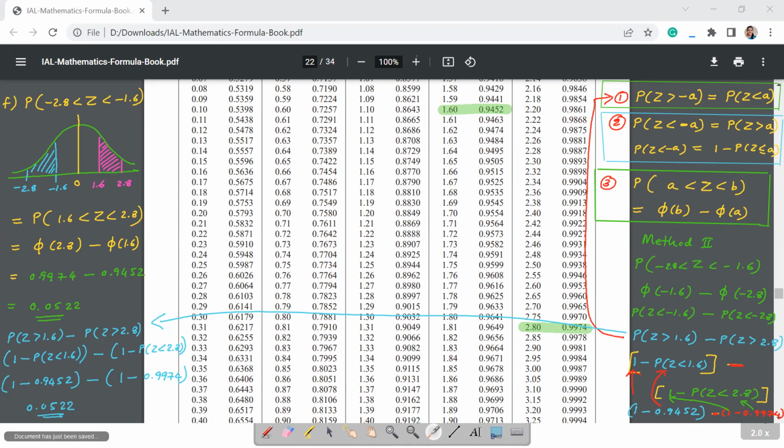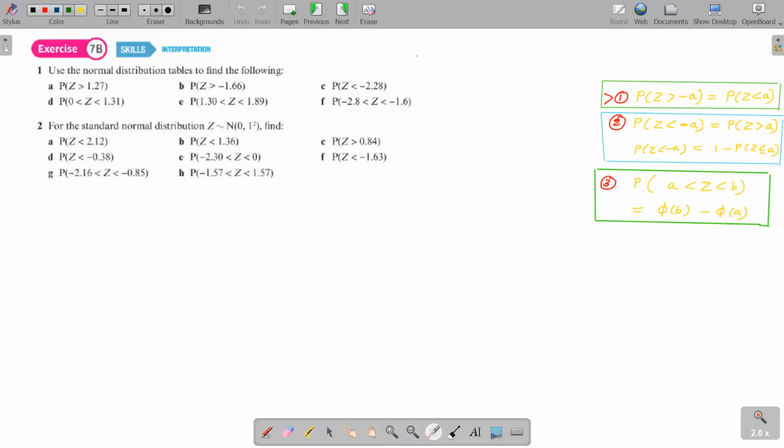All right, so now let's go to the next one. Let's try question number 2 as well. We'll move a little bit faster now. I think you guys can manage this, right? Is Z less than 2.12? I think that's easy. Sorry, this is Z less than, right? So if it is Z less than, then it's directly the phi value. This is directly phi 2.12, right?